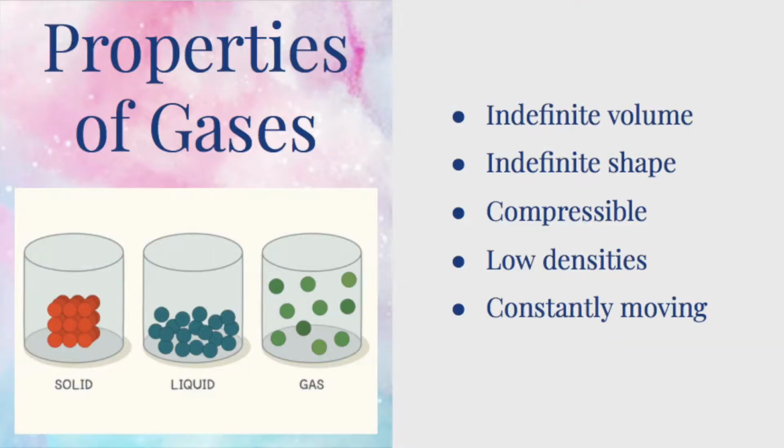When we talk about the kinetic molecular theory, let us first review the properties of gases. Gases have 5 key properties. The first is indefinite volume, meaning they do not have a certain volume to which they can form. The second is indefinite shape, meaning they do not have a specific shape they take. The third is gases are compressible, they are able to be compressed. And fourth, they have low densities. Fifth is they are constantly in motion.